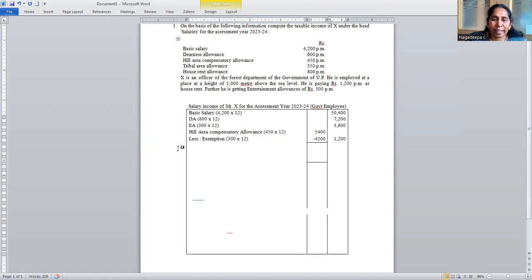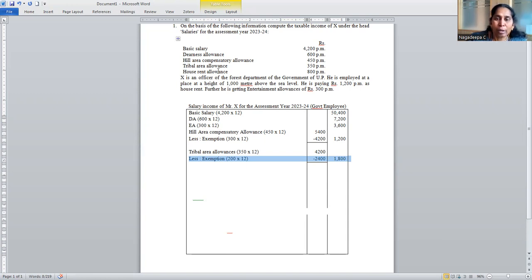Next is tribal area allowance. Tribal area allowance is also partly taxable, partly exempted. So 200 per month is exempted. First we will write what is the total amount received by him. The total amount received by him is 350 per month. So 350 into 12, which is 4,200 per year. And the exemption is 200 per month. So 200 into 12 is 2,400, and the taxable amount is 1,800.